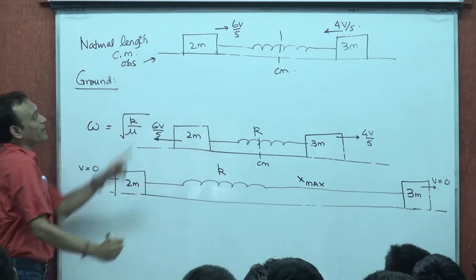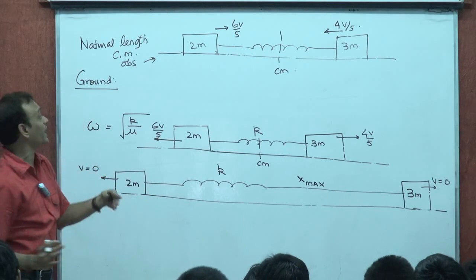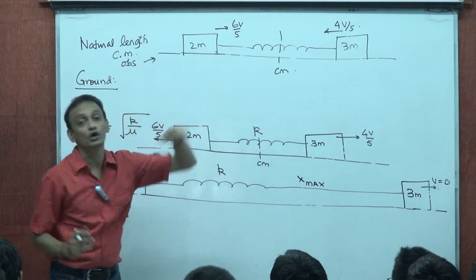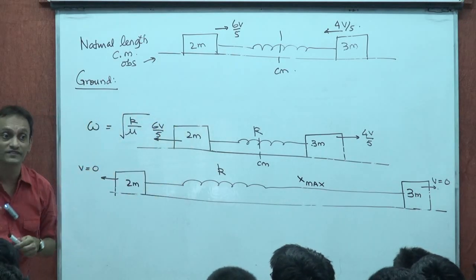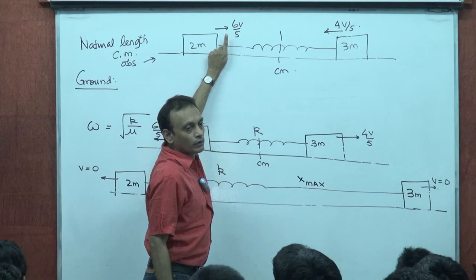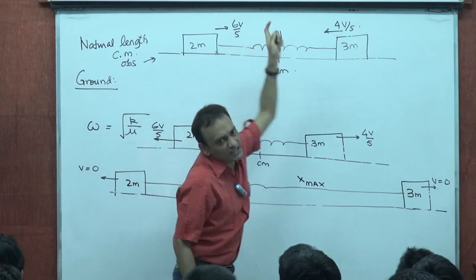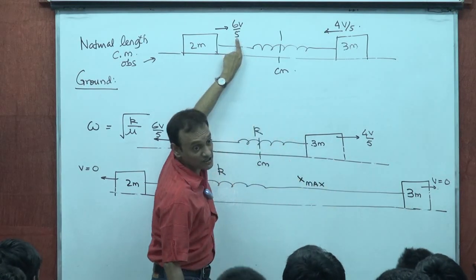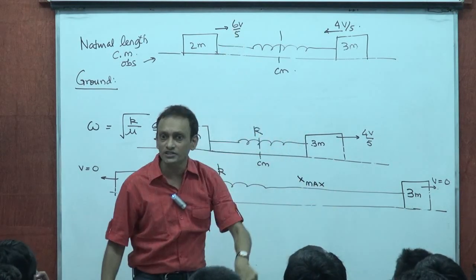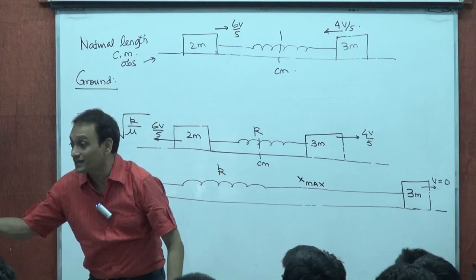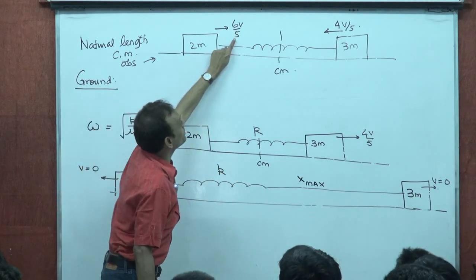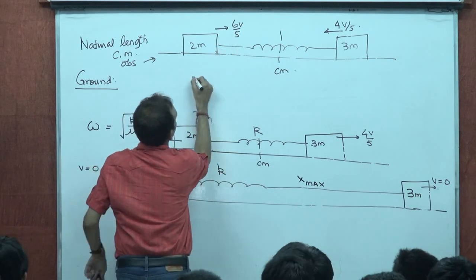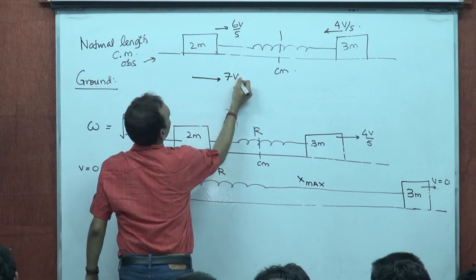This was the state of the two masses when the spring returned to its natural length, as seen by a center of mass observer. These are the velocities. But as seen by a ground observer, what would be the velocities of 2m and 3m? Velocity of this in the center of mass plus the velocity of the center of mass you'll have to add, isn't it? This was the relative velocity as seen by the center of mass. Add to it the velocity of the center of mass, you'll get the velocity of the particle in the ground frame. Yes or no? So it's going to be 6v by 5 plus v by 5, that is 7v by 5, the velocity of 2m in the ground frame.